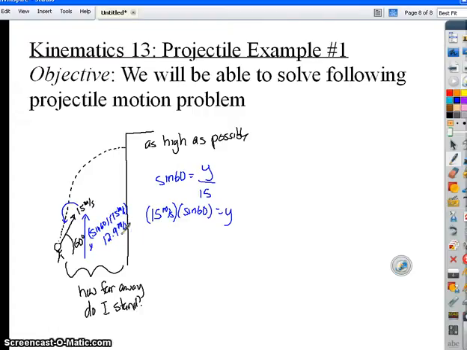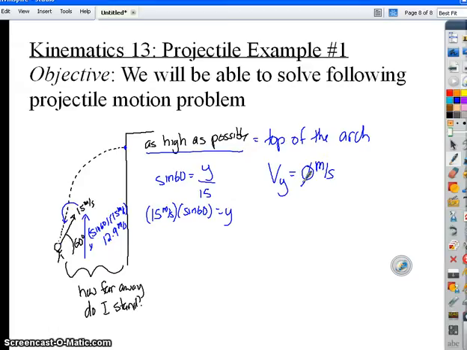Okay, so because this is going as high as possible, what we're saying here is this is at the top of the arch. So this thing is being thrown, it's making a nice smooth arch. This highest possible point is going to be the very top of the throw. So what does that tell us? That tells us at the very top of the throw, the velocity in the y direction is going to be equal to 0 meters per second.